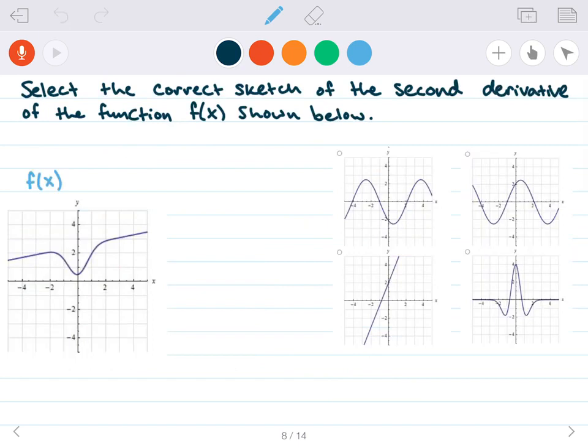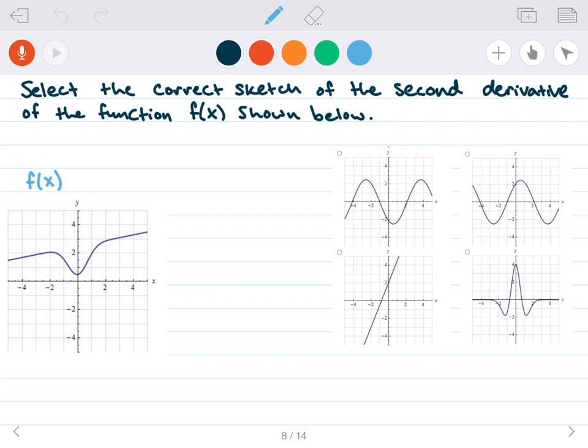Okay, so you're going to see some examples like this in your homework. It says select the correct sketch of the second derivative of the function f of x shown below. The way that I do these is just by process of elimination. We're given f of x to the left, and we want to figure out what the second derivative looks like. What we're after is where it's concave up and concave down.